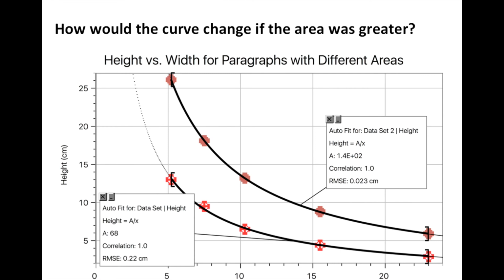And this slide we discussed a little bit: how would the curve change if the area of the paragraph was larger? If the paragraph area was larger, the curve would be up here. The reason is that for a certain width, there should be a variable name down here that says width. For a width of 10, a small paragraph would have a data point here because it would have a certain height, but a larger paragraph would have the data point here because the height would be greater. So all the points would be higher for every width.